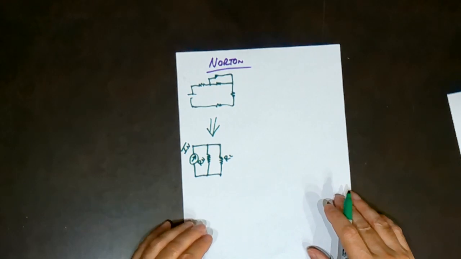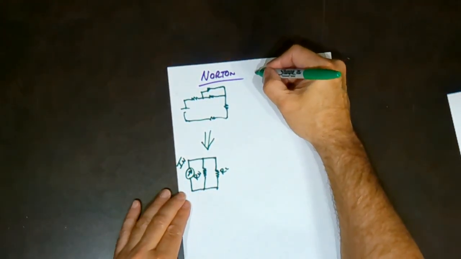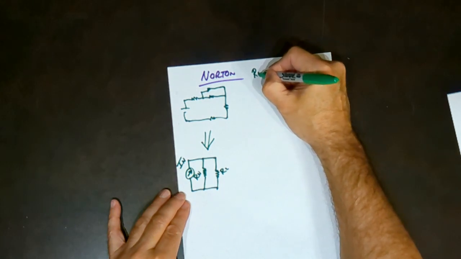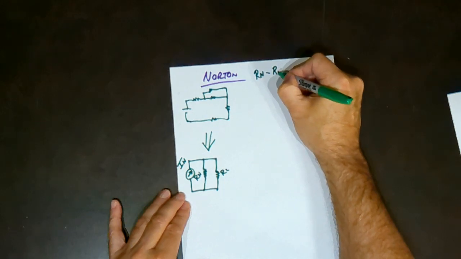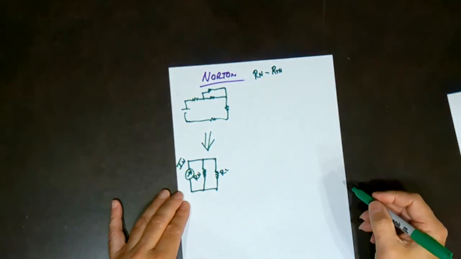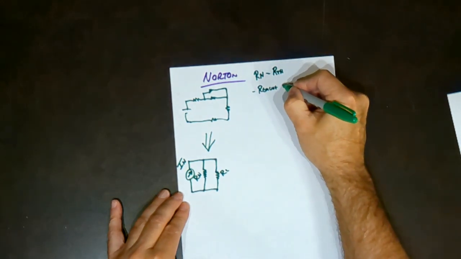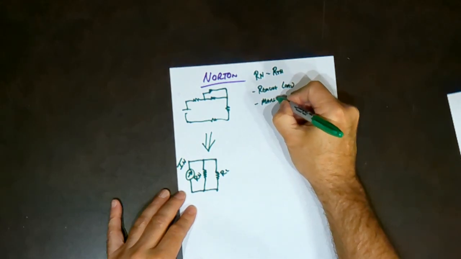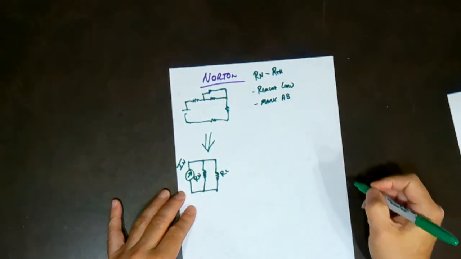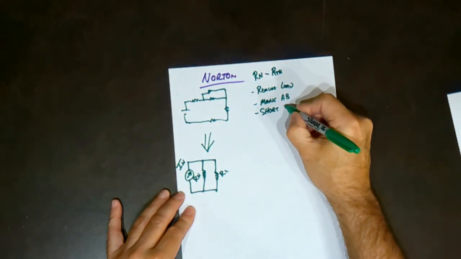Very similar to the Thevenin's, there is a Norton's procedure. And if you're going to calculate R Norton, R Norton is exactly the same procedure as R Thevenin. So again, you're going to remove the load. You're going to mark it A and B for reference. You're going to short out the source.